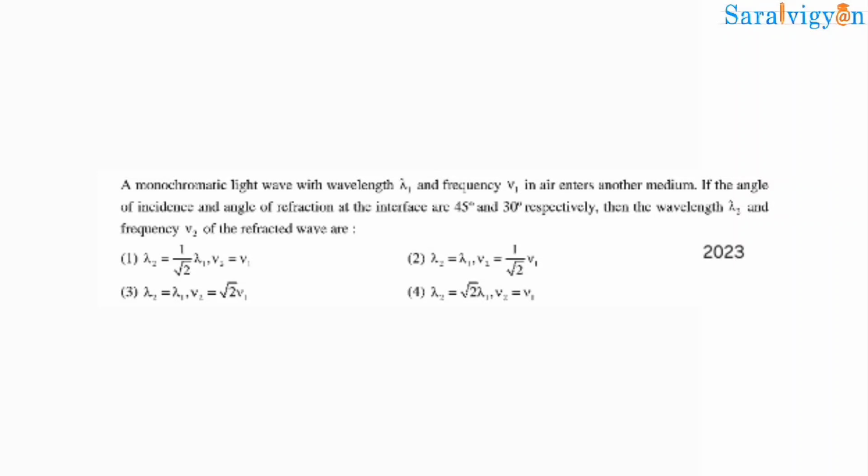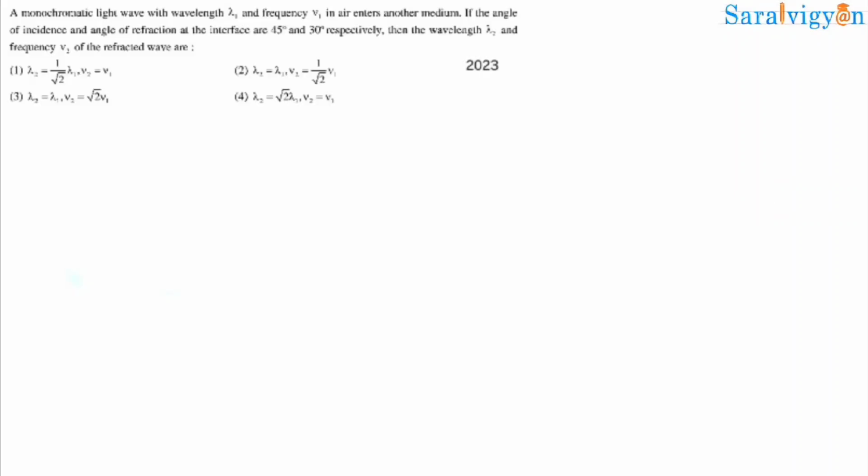A monochromatic light wave with wavelength lambda 1 and frequency v1 in air enters another medium. If the angle of incidence and angle of refraction at the interface are 45 degrees and 30 degrees respectively, then the wavelength lambda 2 and frequency v2 of the refracted wave are: 1.